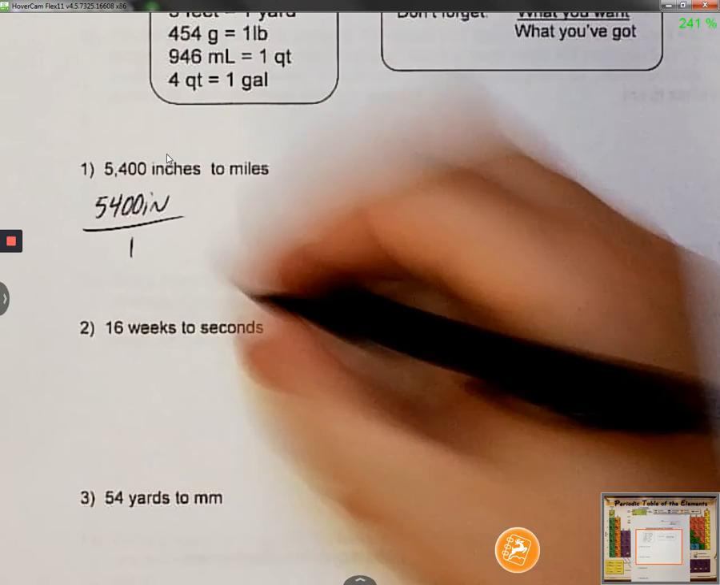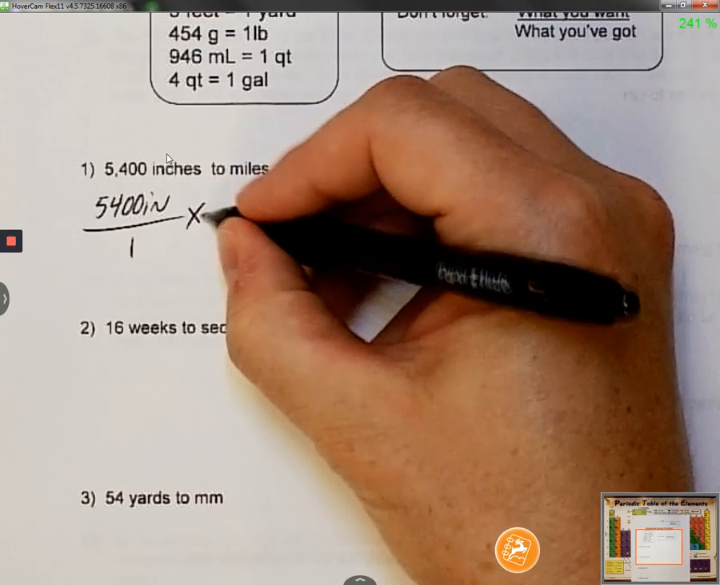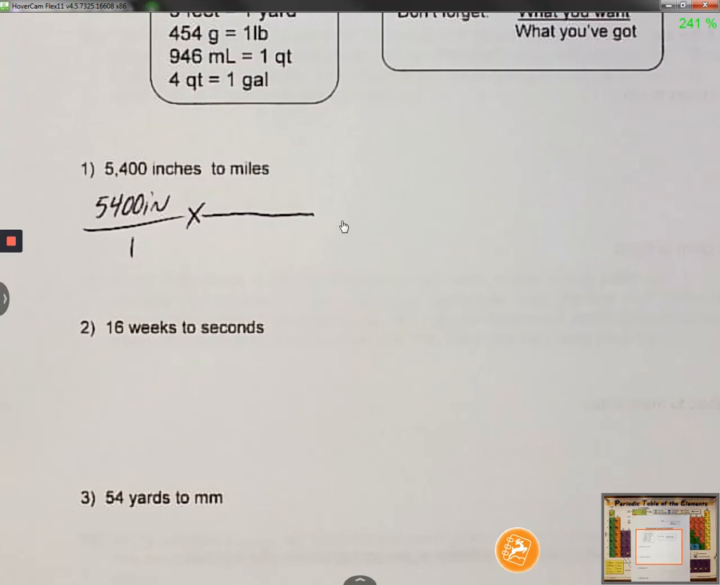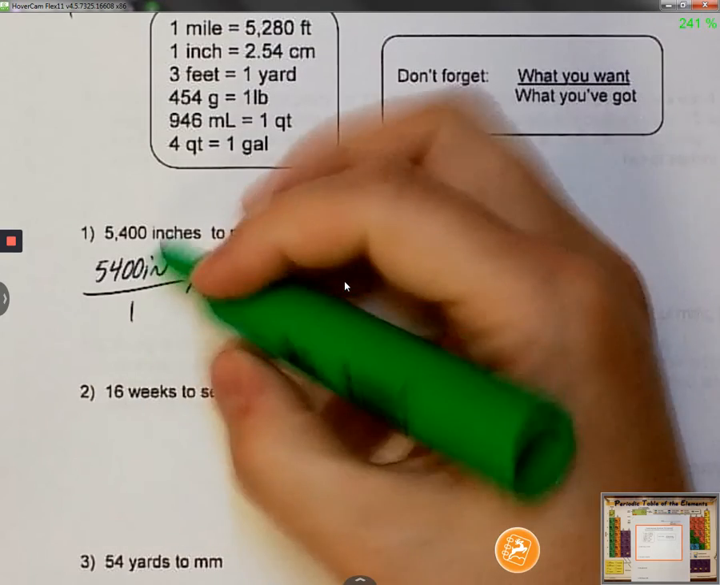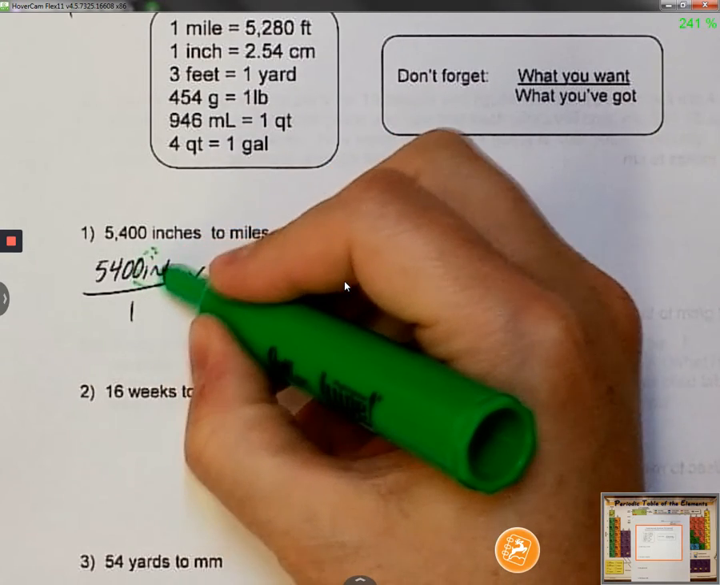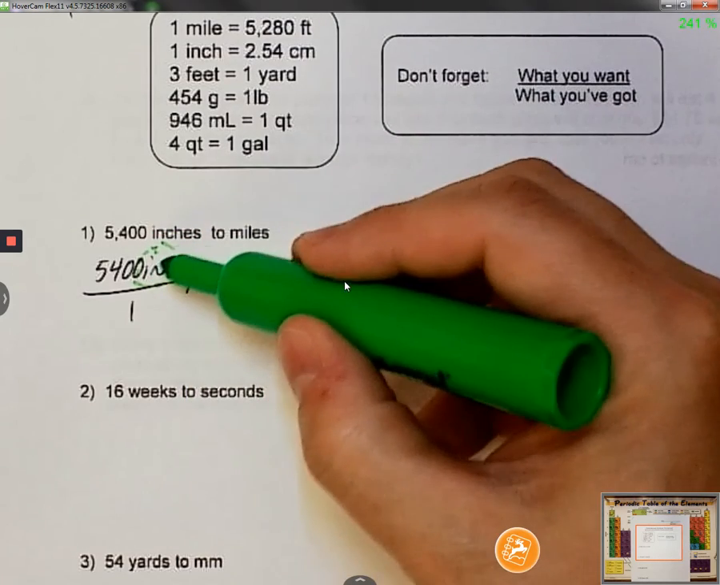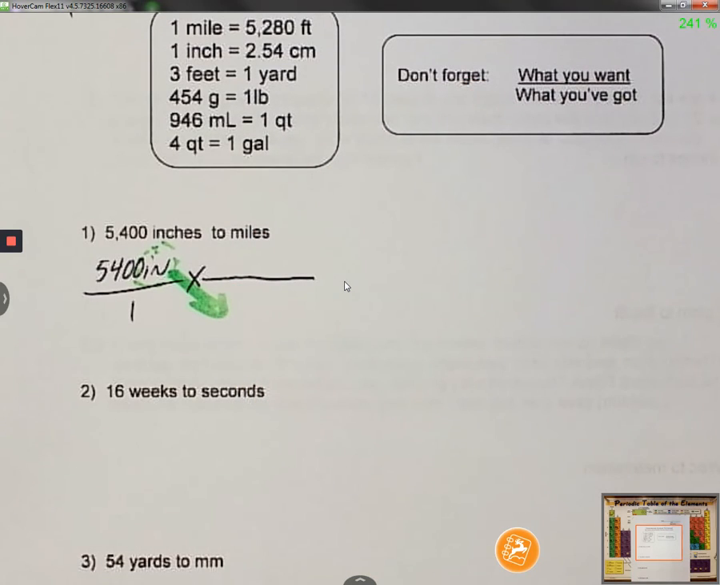Now, in this next step, I'm going to put a little multiplication sign. I'm going to draw another line to make another fraction there. In this next fraction, I'm going to look to see what is the unit of this first step. Whatever the unit is, in this case it's inches. If it's on top in this step, it's going to be on the bottom in the next step.